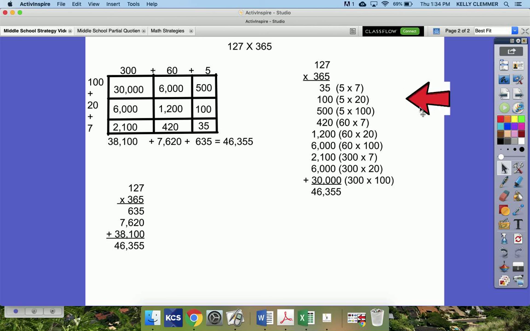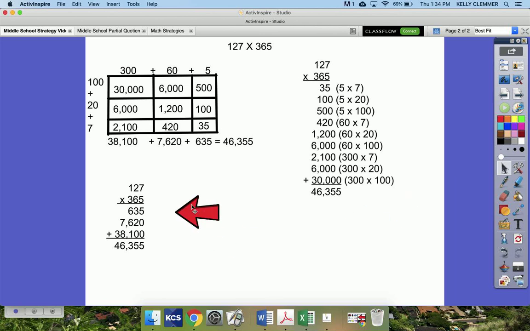You'll notice the same answers are showing up in the partial products method that showed up in the boxes in the area model. Students still see that 5 times 7 is 35. They see that it is 5 times 20 and not 5 times 2, or they see that it's 60 times 100, not 6 times 1. Again, relying heavily on their place value understanding, they can begin to transition to add up their partial products to find their answer. This lays the foundation for them to be successful and be more abstract with the standard algorithm.